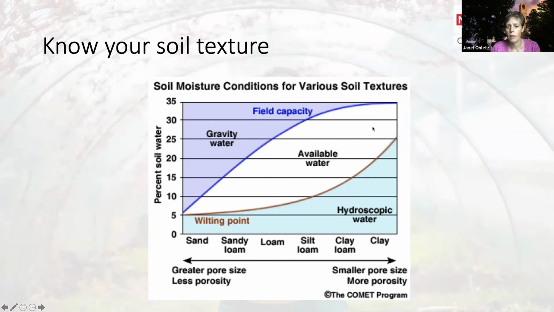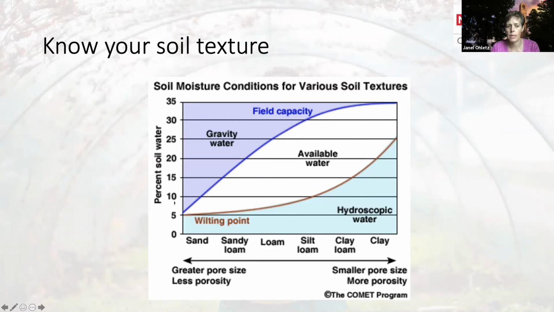In the center here, we have the available water. And as you can see, it changes from sand, where really no water is going to stick around, to this limited amount between 25 and 35 for available water for clay. And that changes depending on that. So really understanding what type of soil texture you have will help you in coming up with the amount of water you need to add at a given time.